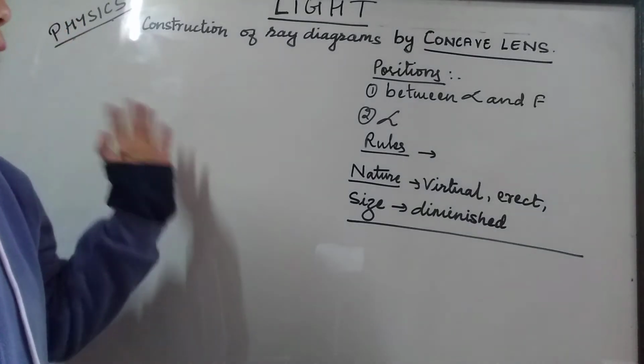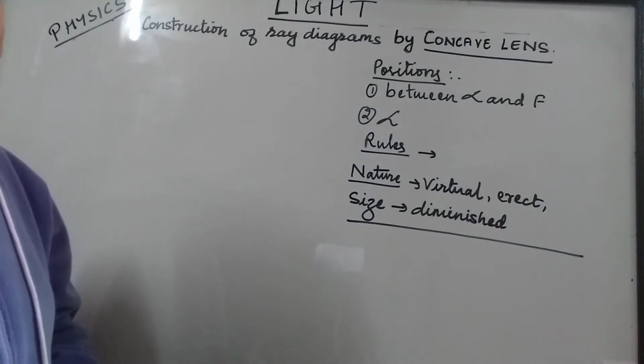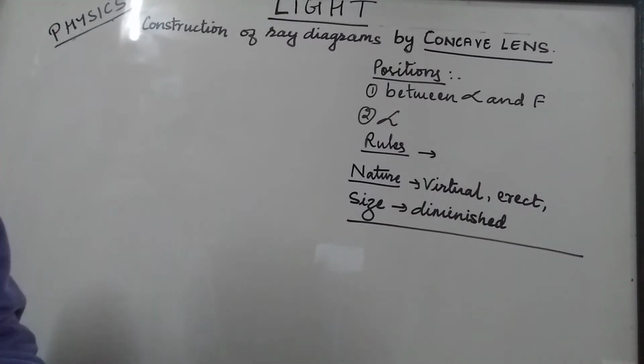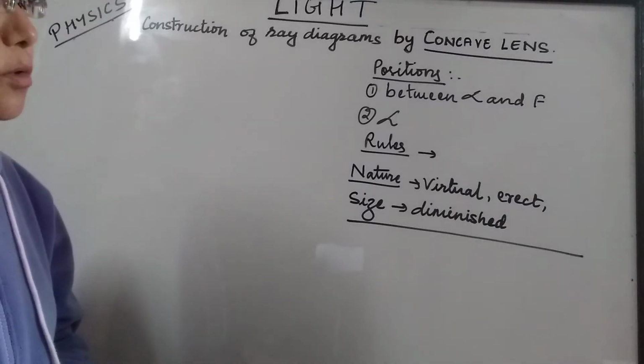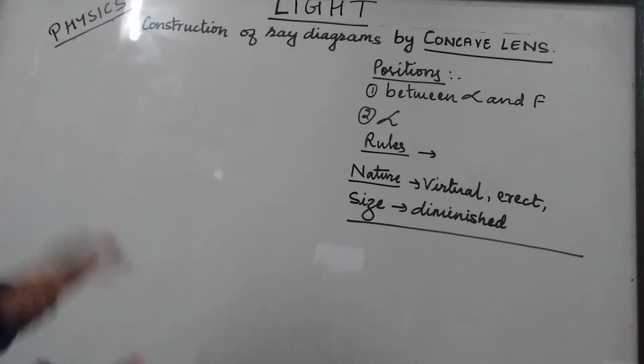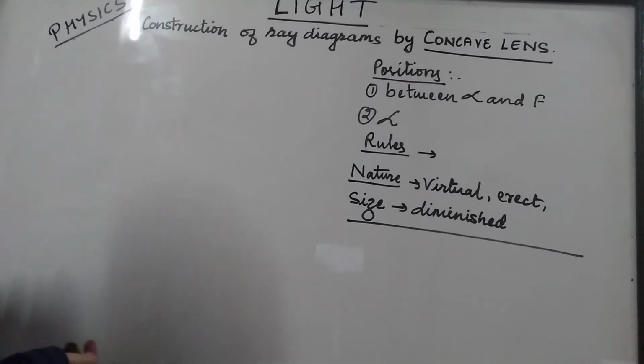In part 1, we did construction of ray diagram by convex lens. So this is part 2, and we'll be doing important topics of the chapter. These topics are very important from the examination point of view. You'll get questions from this part. Ray diagram is very important.